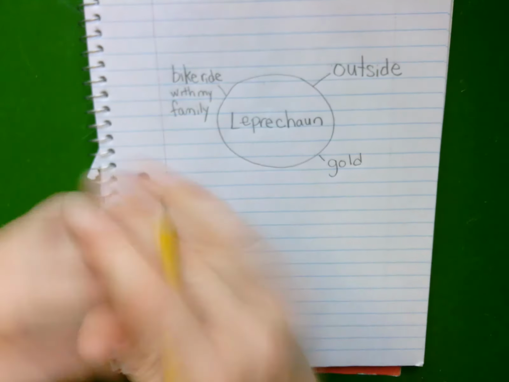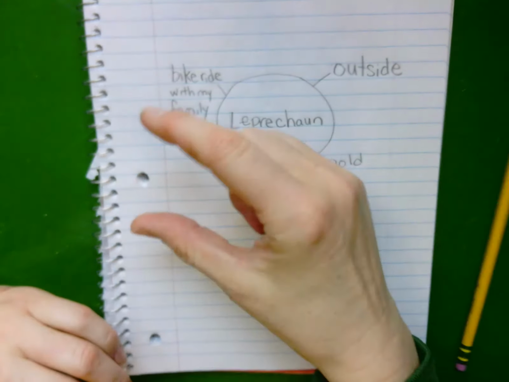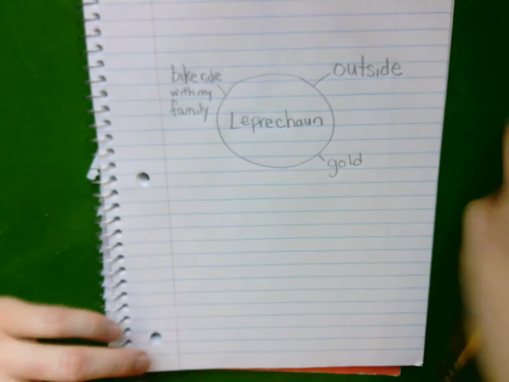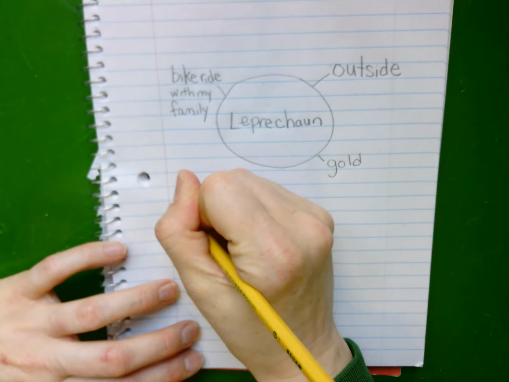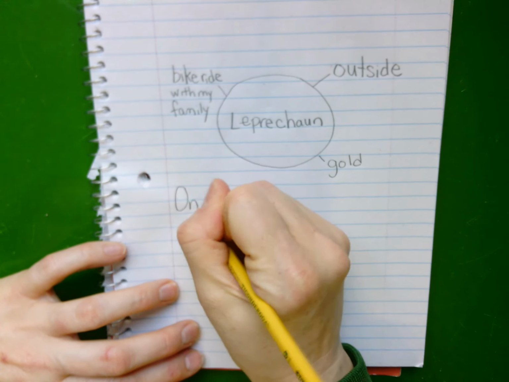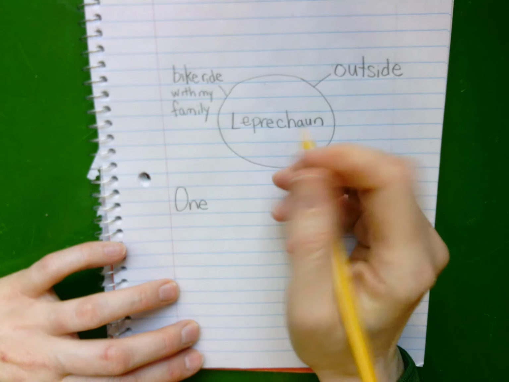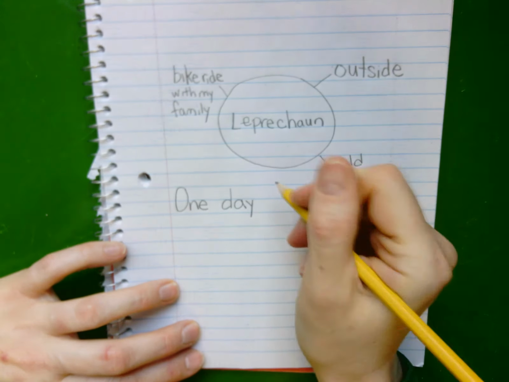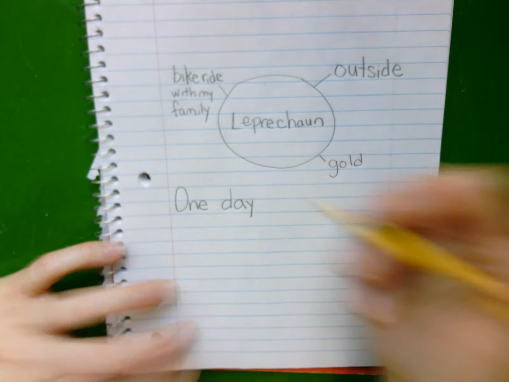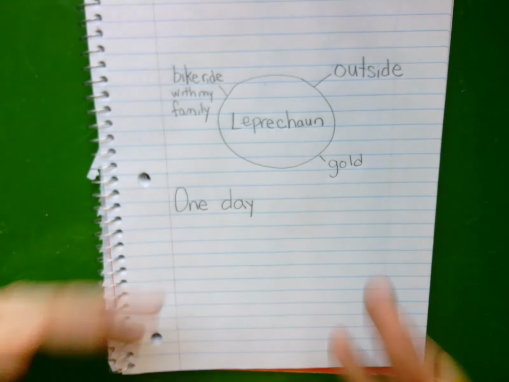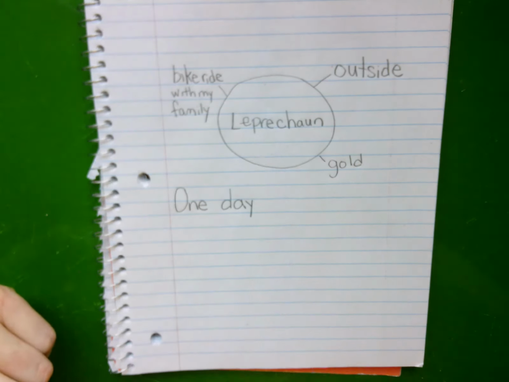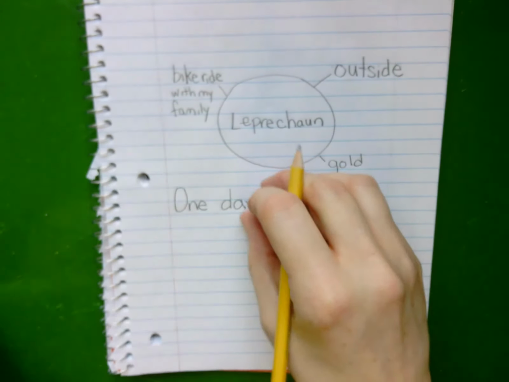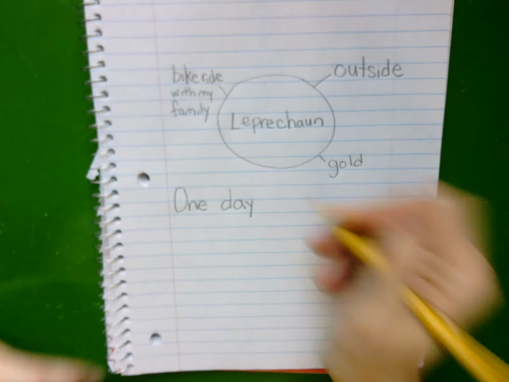Okay, so I'm going to start with: One day I went for a bike ride with my family. Where do you start your letters? At the top. One day. Now I don't have a stick because I'm not at school, so I can use anything. I can use an art pencil. I can use a marker. I have one of Desmond's Legos here. I can even use a Lego as a spacer. You can use anything you need to if you need to put space between your words.